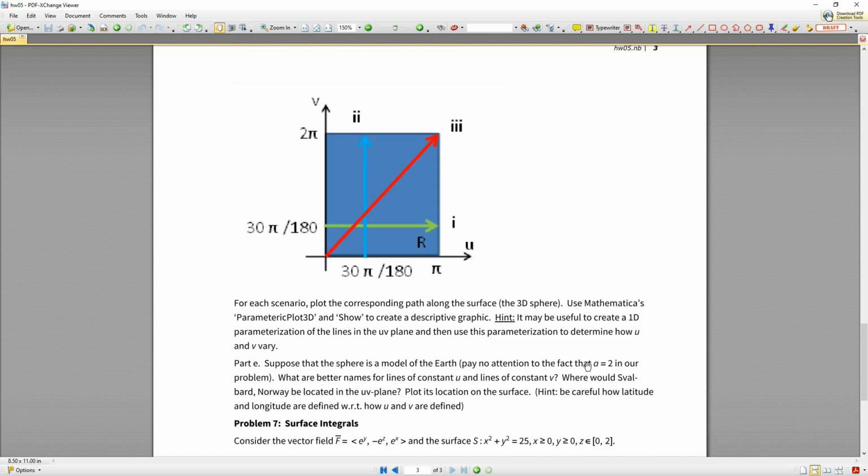And we know that the Earth's radius is not just 2, but this is not going to matter in this case. But I would like you to ask, where would the location of Svalbard, Norway be located in the UV plane? And again, I will let everyone play with this. I'm happy to talk about this during office hours. It's kind of a fun problem.